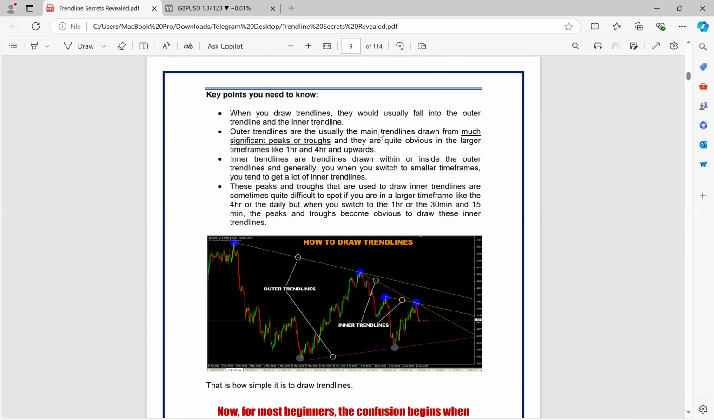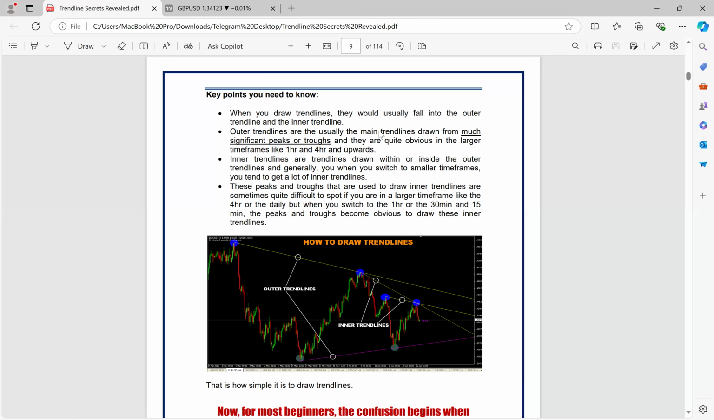It's best you guys jot this down as I explain, because it makes you remember, so you can go over it and learn it on your own time. Now the inner trend lines are drawn within or inside the outer trend lines and are generally used when you switch to smaller time frames like the 30 minutes, the 15 minutes, and so on. You tend to get a lot of inner trend lines.